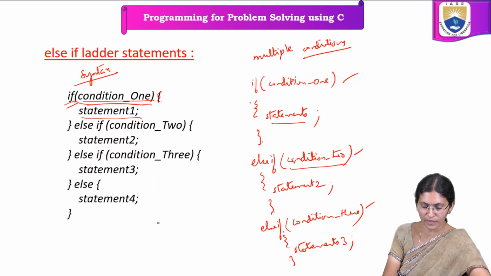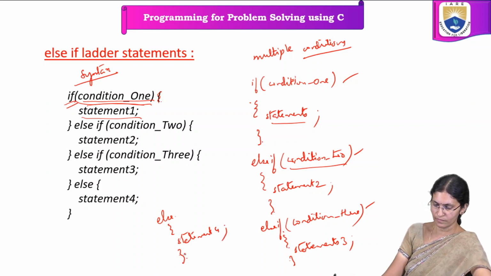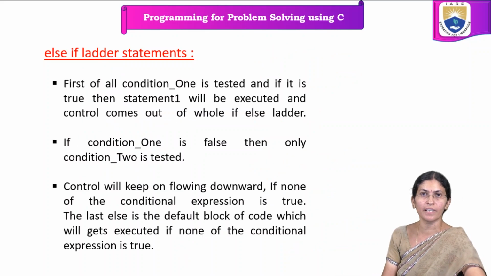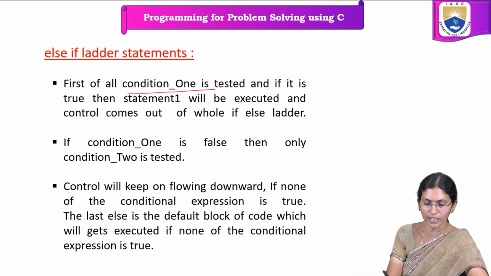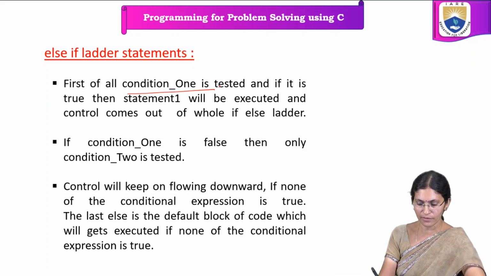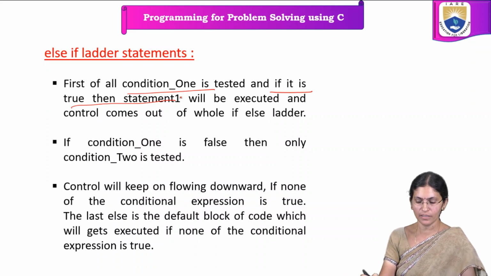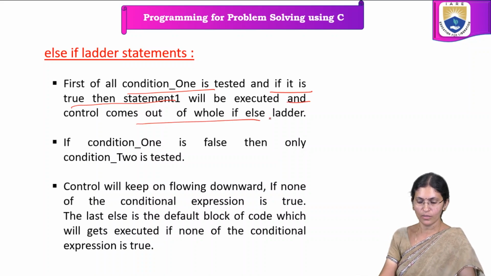So in the last part we have else and then statement 4. So this is the syntax of else if ladder statements. Here, first of all condition 1 is tested, and if it is true, then statement 1 will be executed and control comes out of the whole if else ladder.